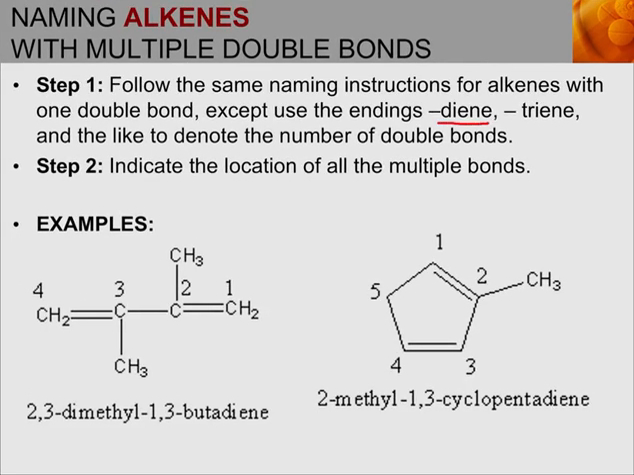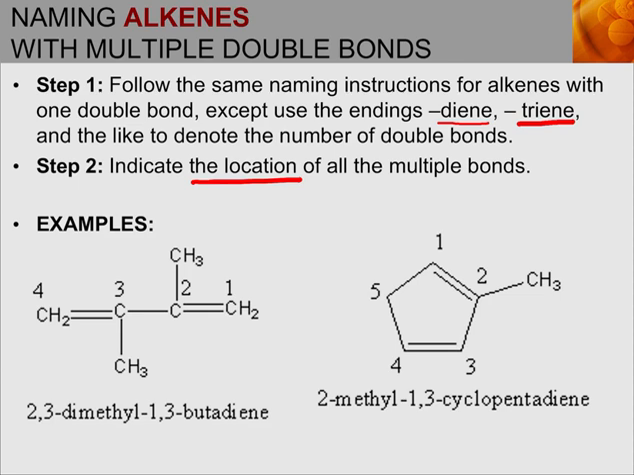If you have 3, that would be triene. If you have 4, it would be tetraene, etc. So you could keep going. Typically, we'll probably only see 2 or 3 in a chain if there are multiple double bonds. Now, we also want to indicate the location of all of our double bonds, and we want to make sure we're using the lower number.